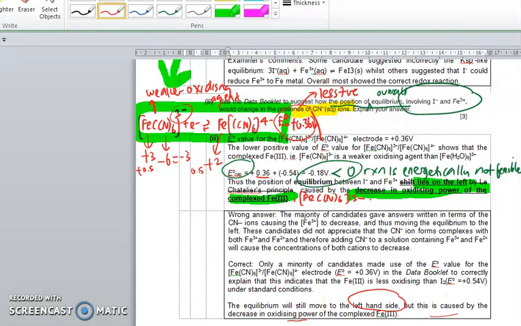Do not talk about this one. This one is wrong, because the cyanide will react with both the Fe3 plus as well as Fe2 plus to kick out all the water. So in this case, I've changed the answer. Please take note of the change in green.